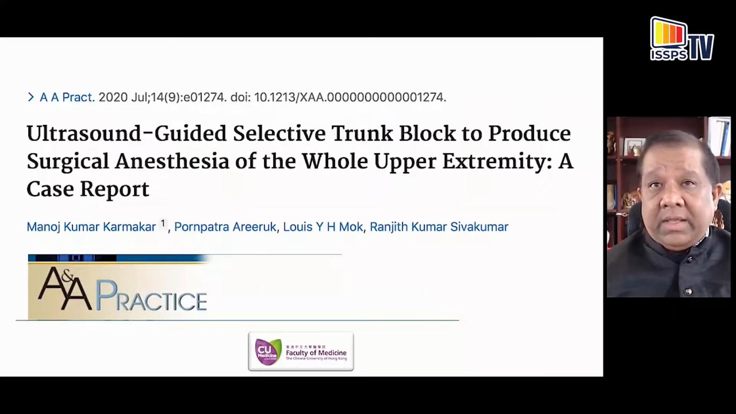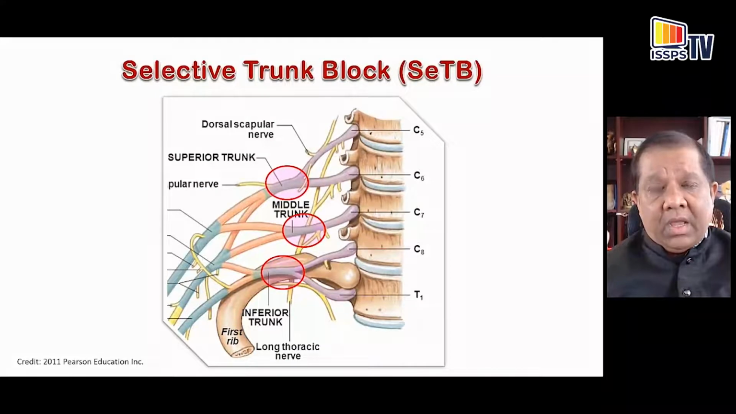We've also demonstrated that the SeTB can be used to produce surgical anesthesia of the entire upper extremity in this case report. It is based on the principle that the majority of the innervation to the upper extremity goes through the superior, middle, and inferior trunk. So if you can selectively block the superior, middle, and inferior trunk, then you can, in principle, block the entire sensory motor supply to the upper extremity.